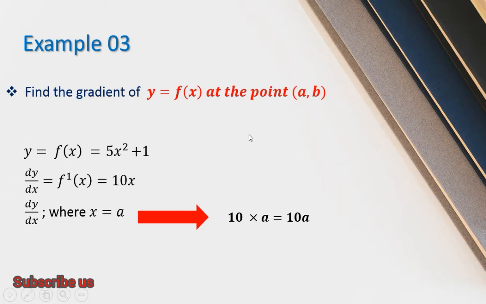Here x is equal to a. So we can get the dy by dx value by substituting a for x, because this x value gives the gradient value. We get dy by dx equals 10a.